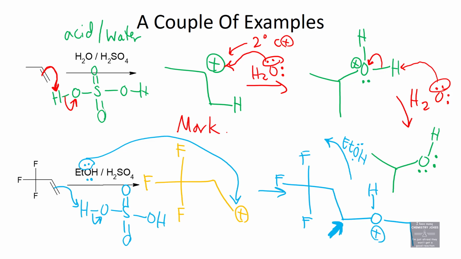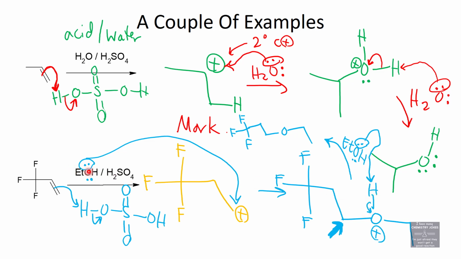Ethanol in this reaction and water in the top reaction are the solvent of these things. What that means is there are a lot of ethanol molecules around, a lot of them. There are a lot of water molecules in the top example around. So that's why I could just pull another water molecule out of thin air and it attacks that hydrogen. That's why I could just pull another ethanol out of thin air and it attacks that hydrogen.